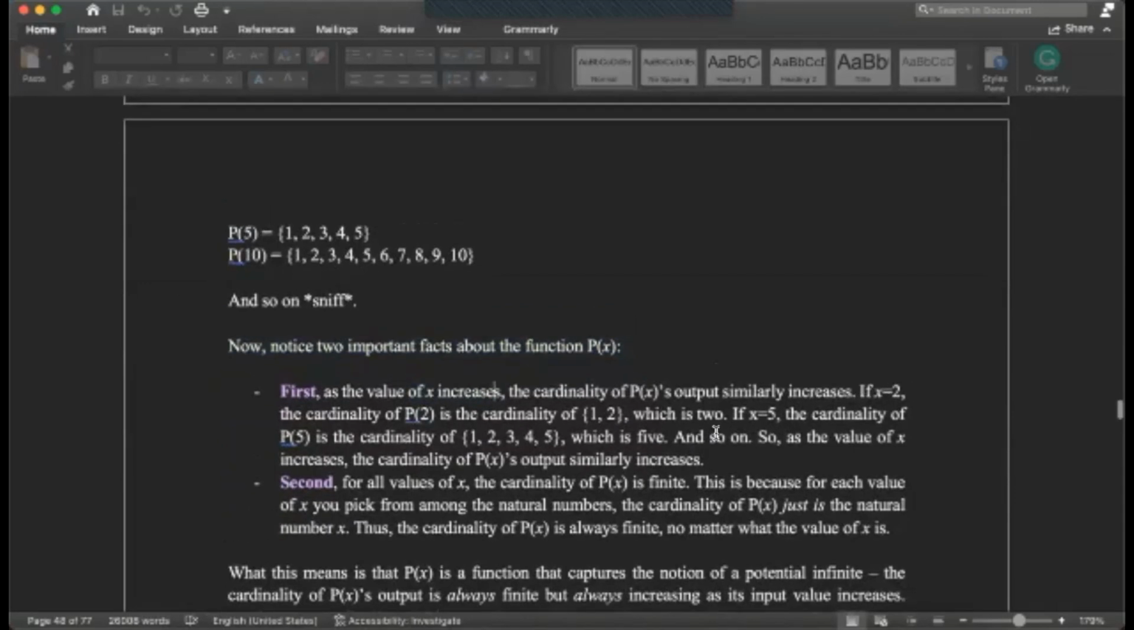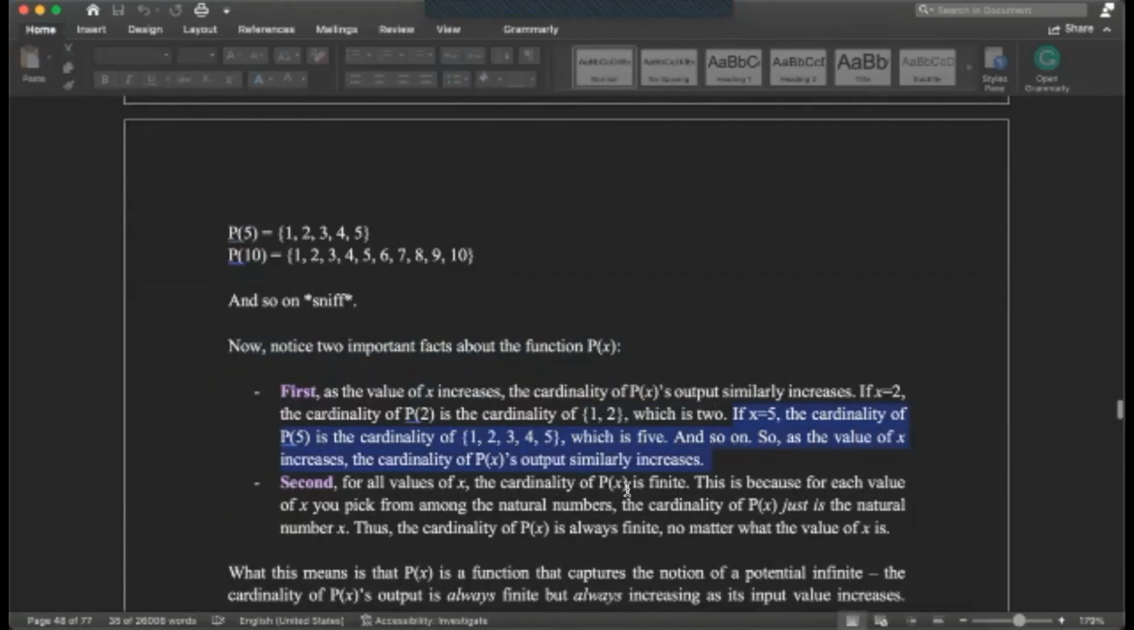If x equals 2, the cardinality of P of 2 is the cardinality of the set containing 1 and 2, which of course is 2, or has 2 members. So the cardinality of that set is 2. If x equals 5, the cardinality of P of 5 is the cardinality of the set containing 1, 2, 3, 4, 5, which is 5, and so on. So as the value of x increases, the cardinality of P of x's output similarly increases.